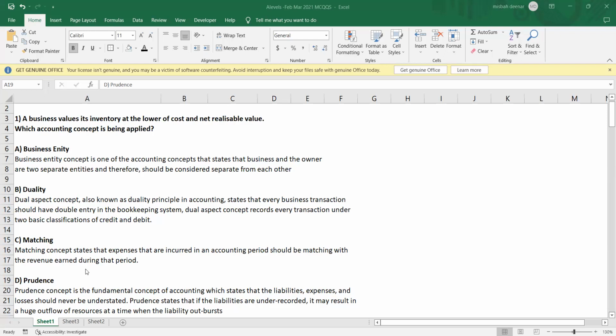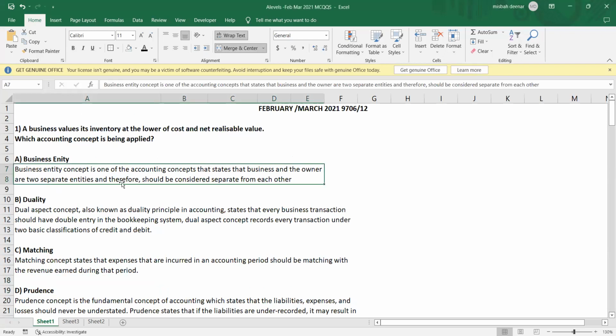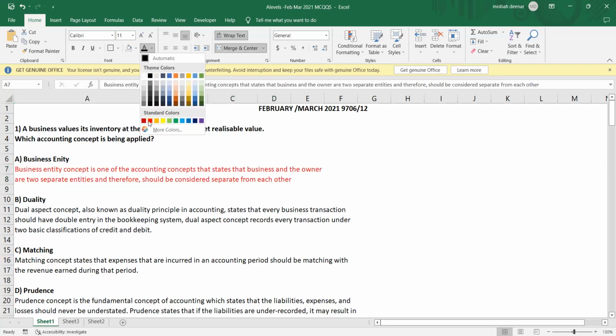So let's go to my working. The business entity concept is one of the accounting concepts that states that business and owner are two separate entities and therefore should be considered separate from each other. So here this is not matching, so I would highlight this as red.